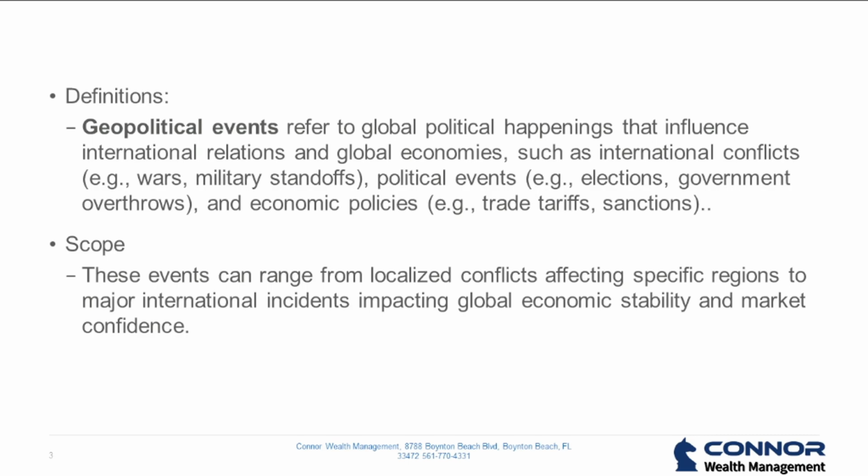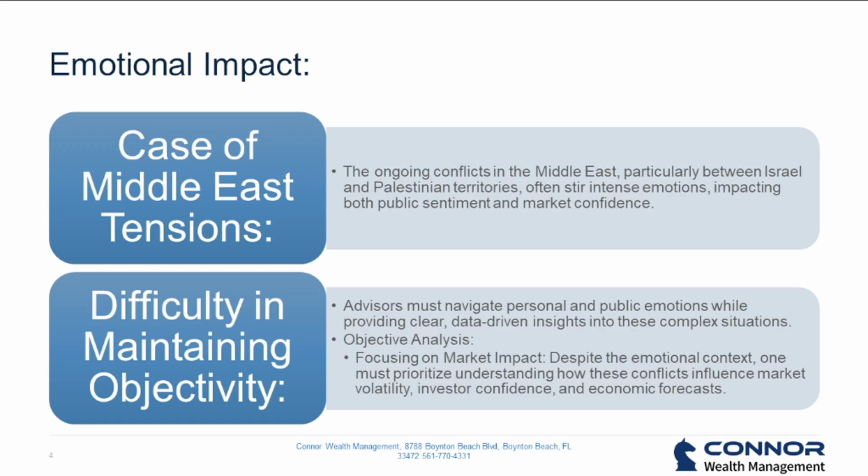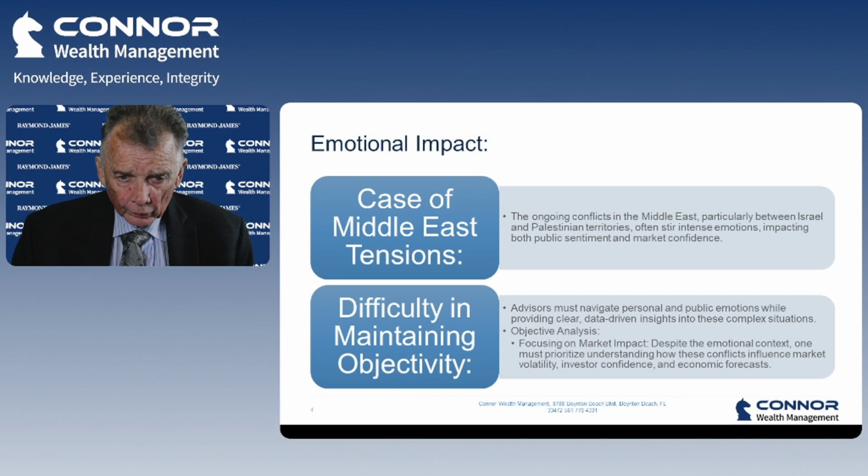So let's look at some facts. Here is the first problem. There's a lot of emotional impact. When people make emotional decisions, they make poor decisions. And right now, we have the conflict in the Middle East between Israel and Palestine, and that has sparked emotional impacts all around the world. We see it in the U.S., we see it in the Middle East, we see it everywhere. That's hard to keep under control.